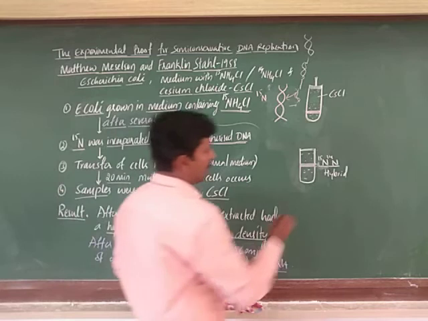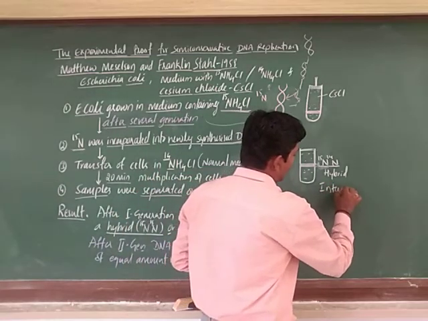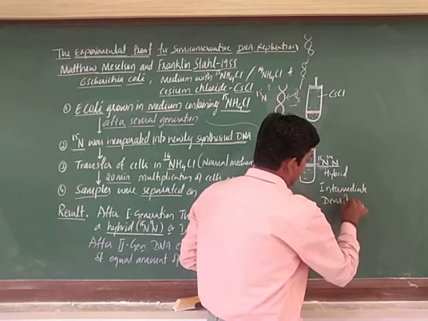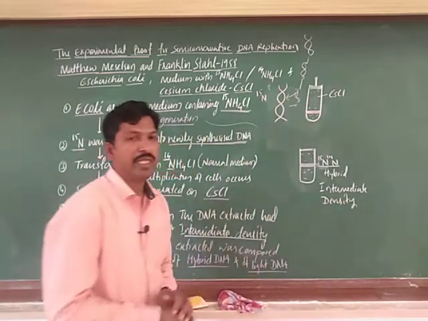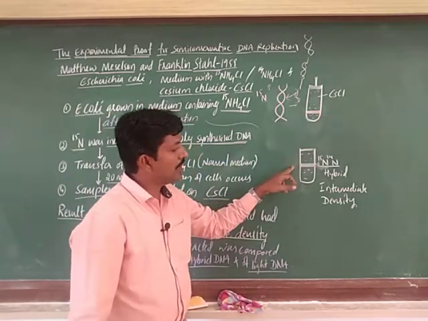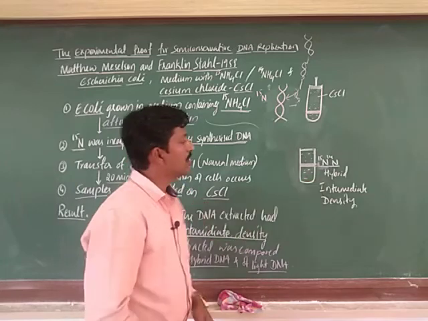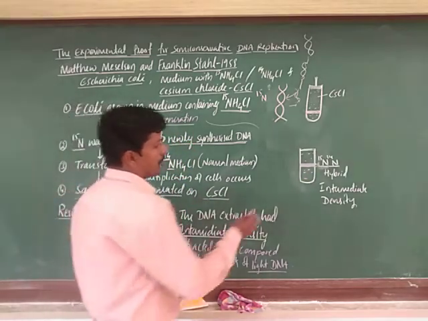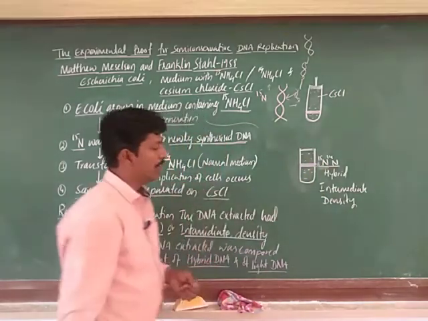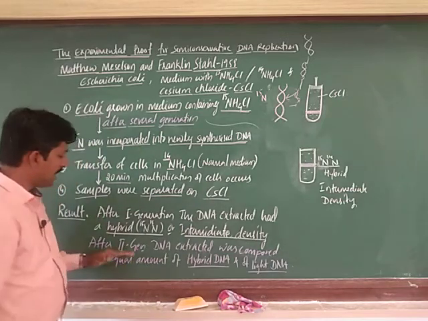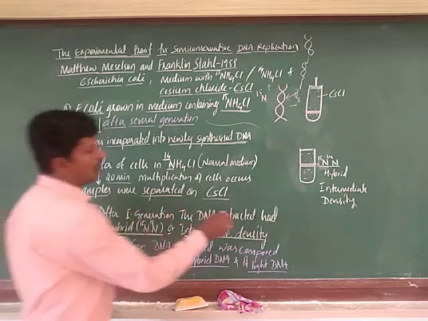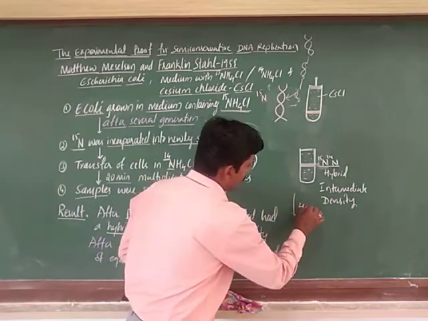So, they appear in intermediate density. This is the heavy density at the bottom, and in the middle that is showing intermediate density, right, intermediate. Next, due to the presence of 50% heavy and 50% normal, after the second generation, which is allowed after 40 minutes, right, 40 minutes.